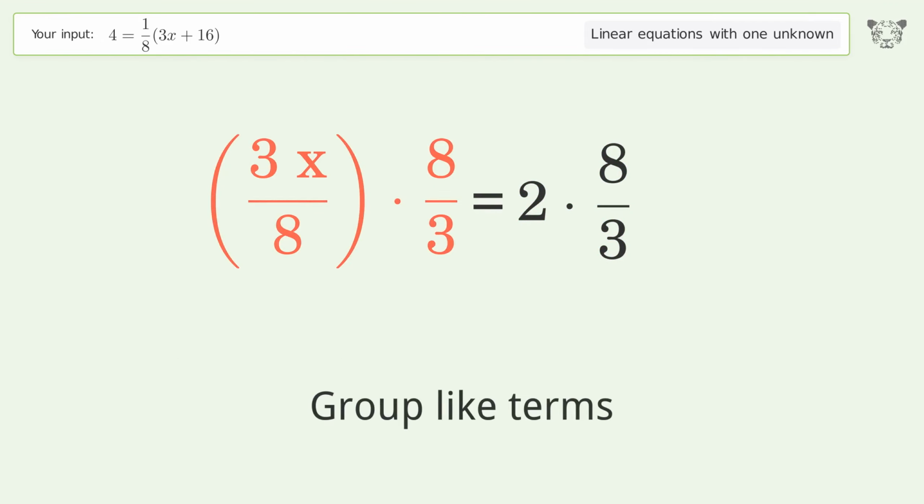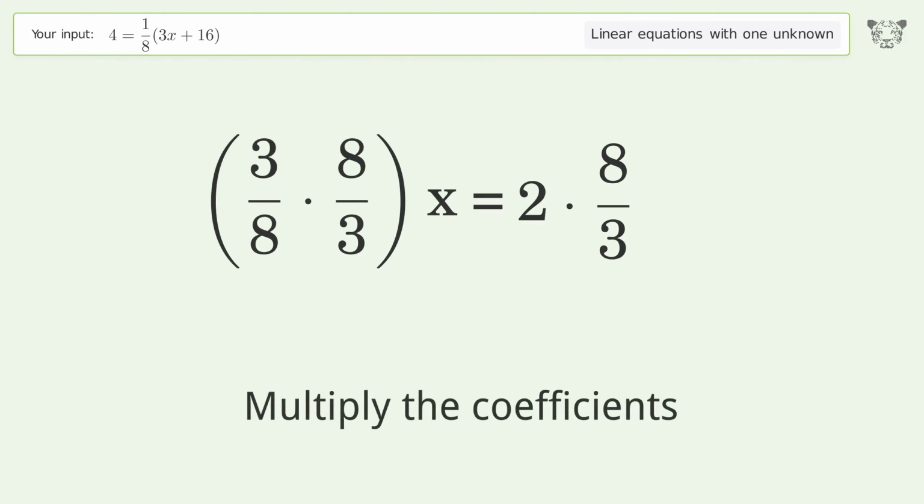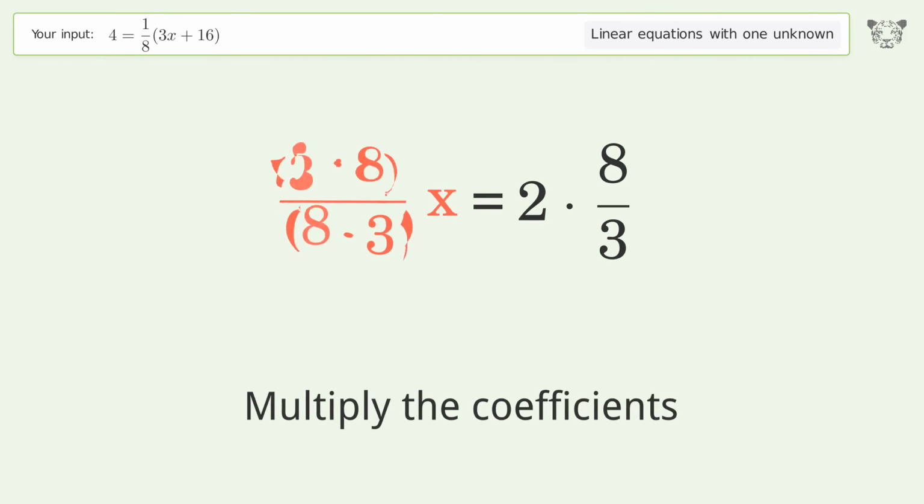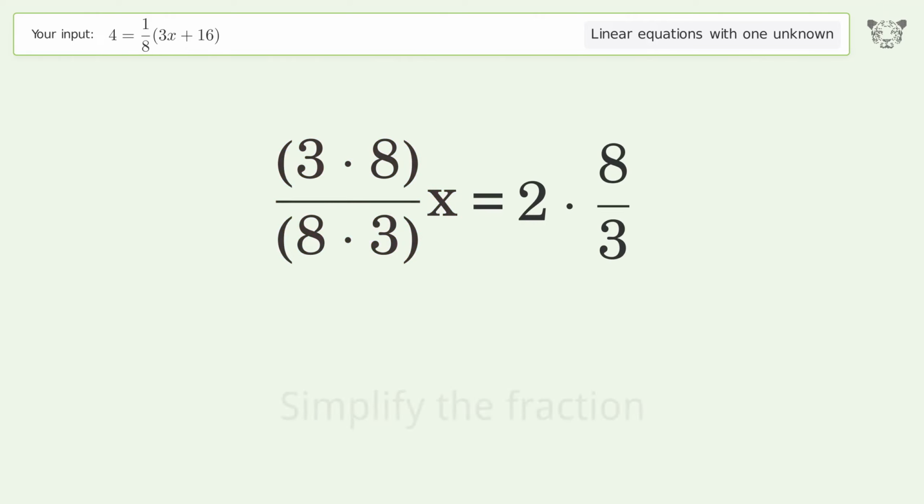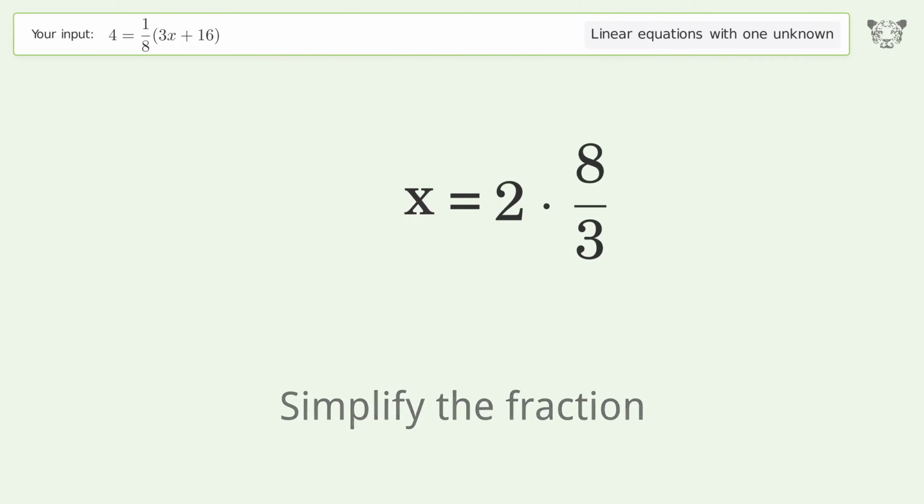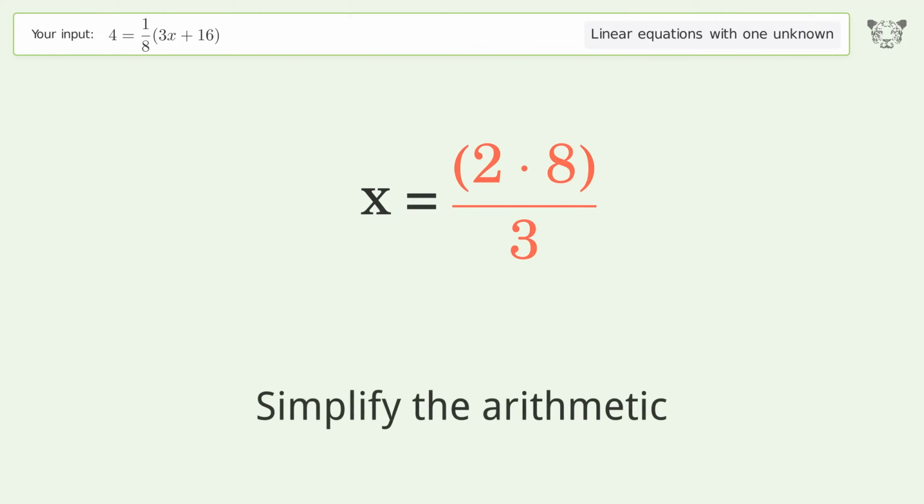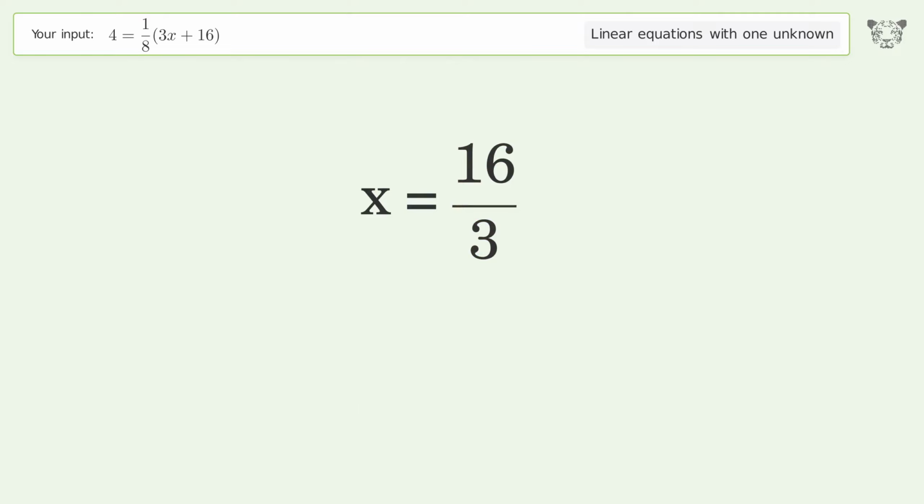Group like terms. Multiply the coefficients. Simplify the fraction. Multiply the fractions. Simplify the arithmetic. And so the final result is x equals 16/3.